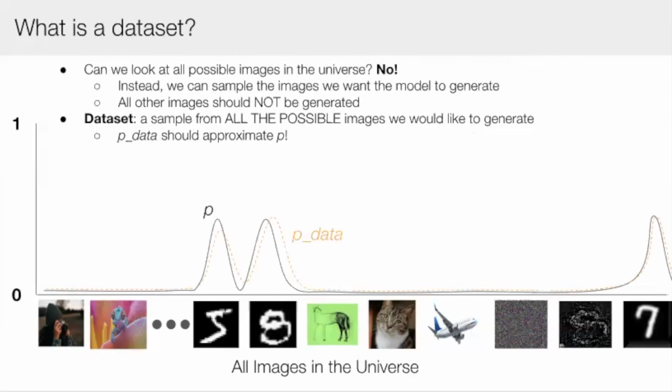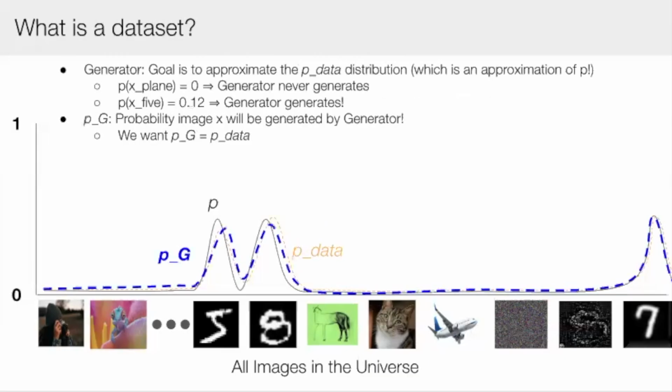But you could start to understand the importance of having a lot of samples in your data set, because the fewer samples you have, the fewer spikes you're going to have in P data, and the less P data is going to look like P, the true set of images you want. Does that make sense? You want P data to be an approximation, and to have a good approximation, you need a ton of samples.